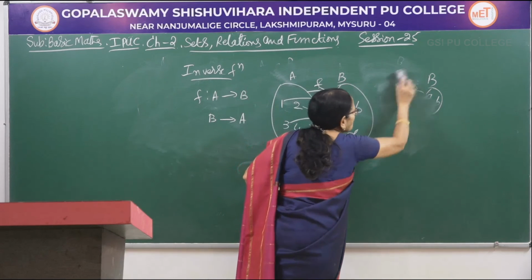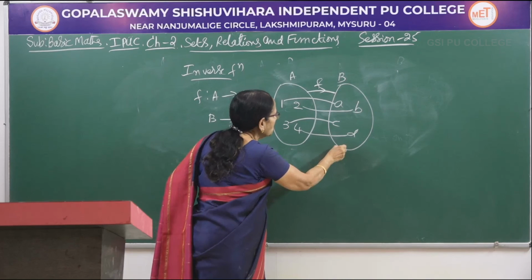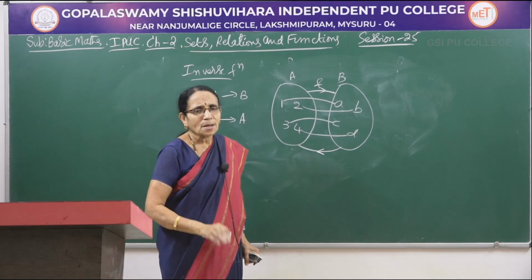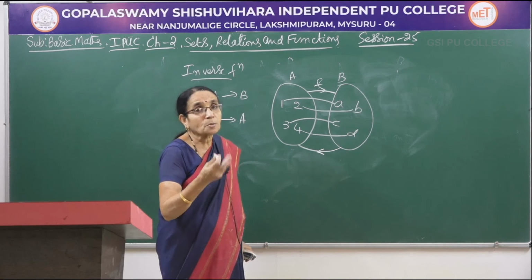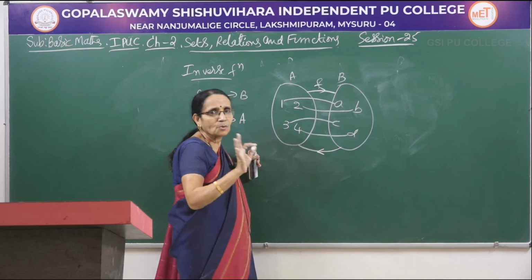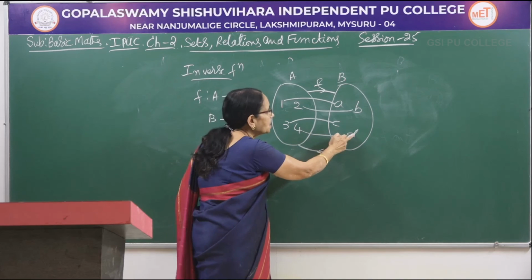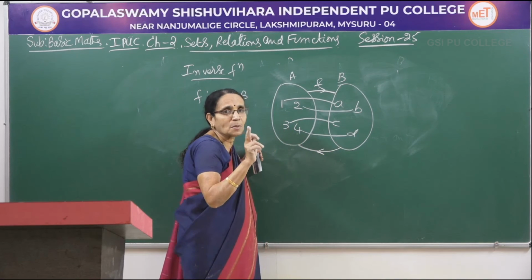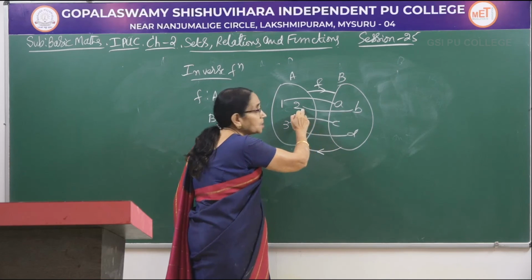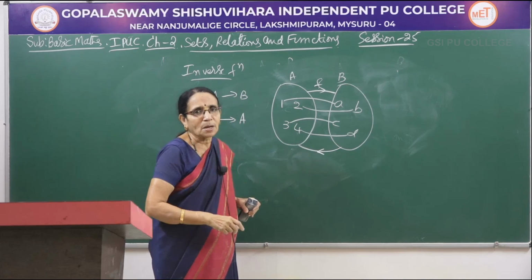Now, consider this one. Suppose I want to define a function from B to A, that is in the reverse order. Let me see whether it is possible or not. Now, look at this one. How many elements are there? 4 elements. Do all of them have unique images? See, D is associated with only one element. C is associated with only one element. B is associated with only one element. A is associated with only one element.